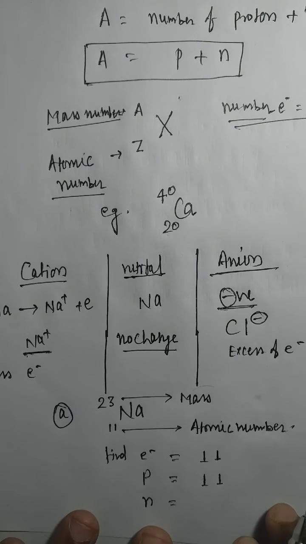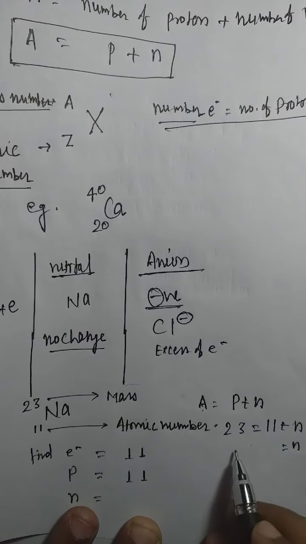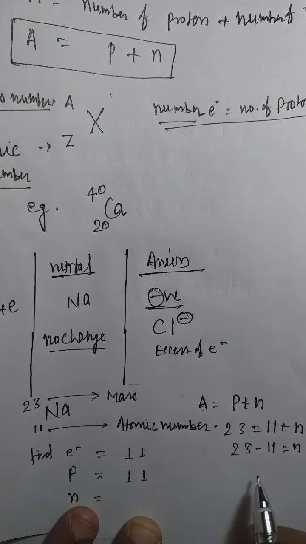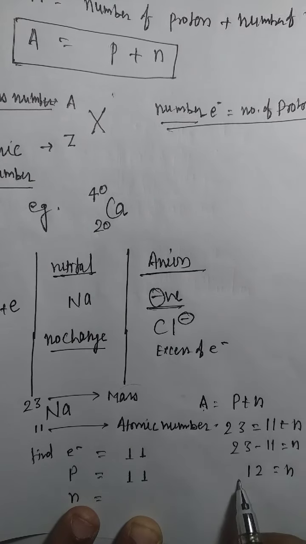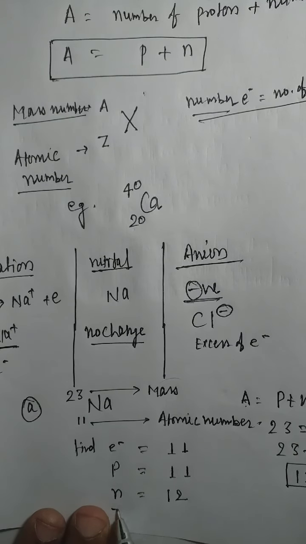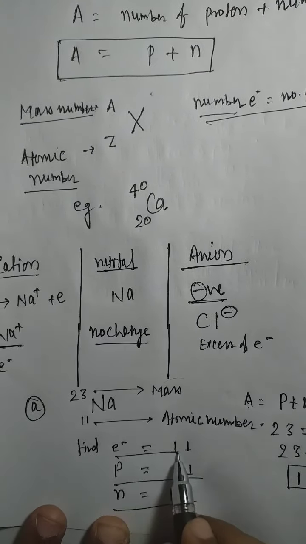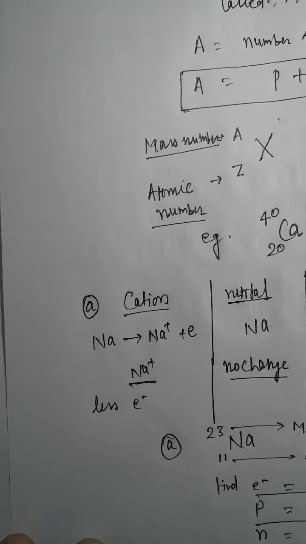So at the place of A you will deposit 23, and at place of P, from our calculation we receive 11, and neutron is N. When you take away the other end, 23 minus 11, it becomes 12. So the number of neutrons you found is 12. You have to deposit here, number of neutron is 12. This way you have to calculate all the particles which are microscopic in nature, like electron, proton, neutron.